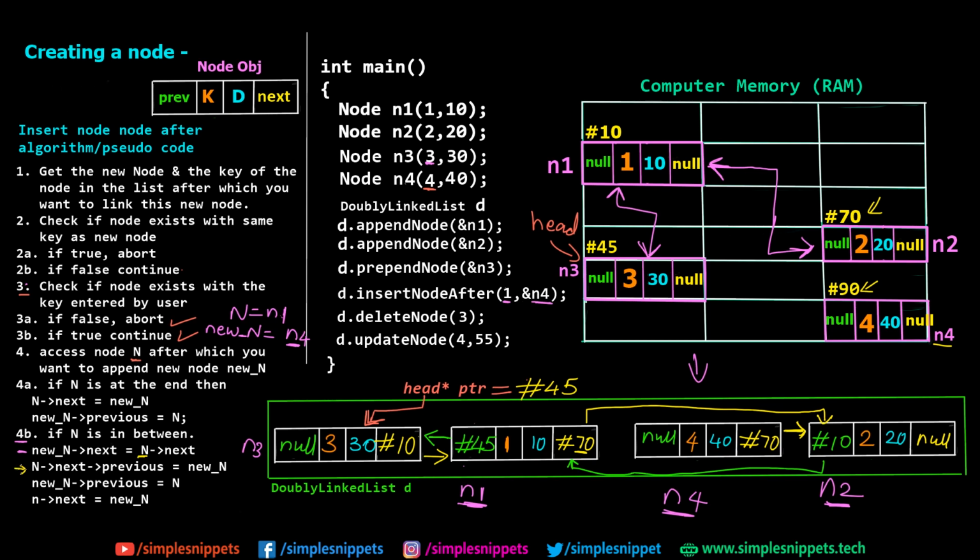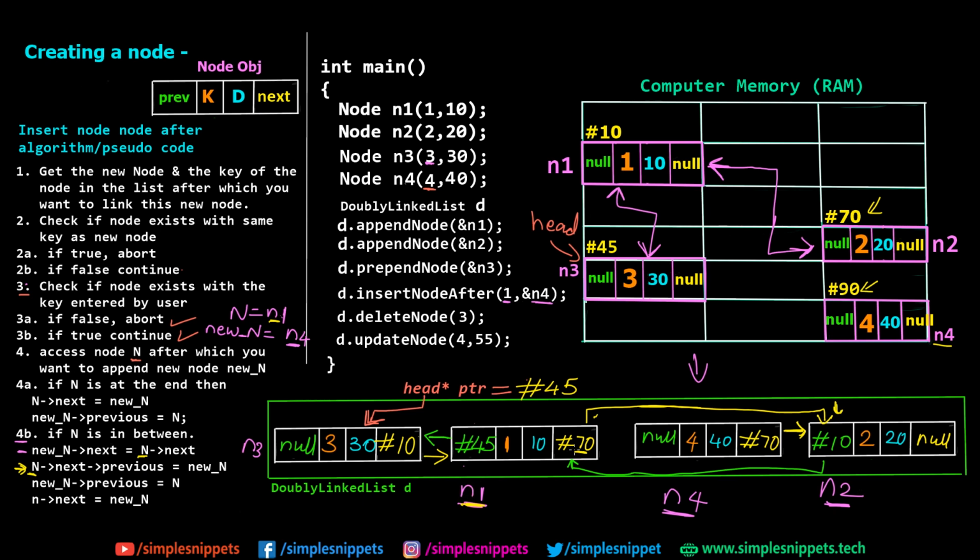Now at this line, what we are saying is n of next of previous. So what is n of next currently? Now we know that n is basically n1, right? So what is n1 of next? n1 of next is currently pointing to n2, right? This is what the linking is currently. We are saying n of next of previous. So we are going from n1 of next, which is n2, right?